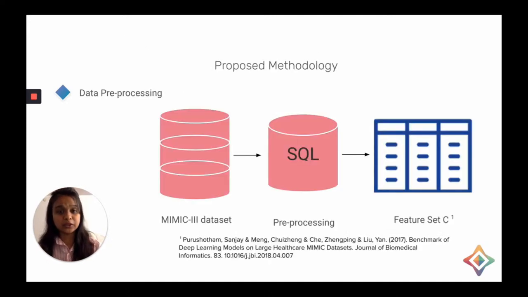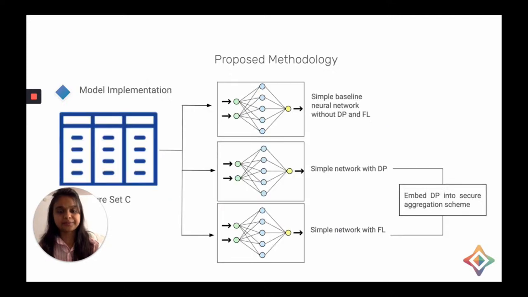Our proposed methodology has two major steps. First is data preprocessing. As mentioned earlier, we are using Mimic3 dataset, which is a large single-center dataset containing clinical information of patients admitted to critical care units. We go through some preprocessing steps as discussed in the paper by Sanjay et al. And finally obtain the feature set C, which is a processed subset of the original dataset.